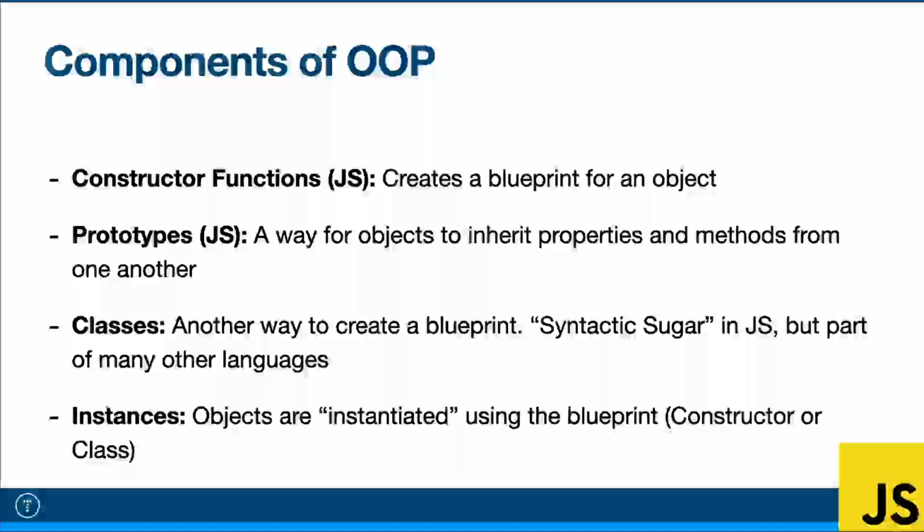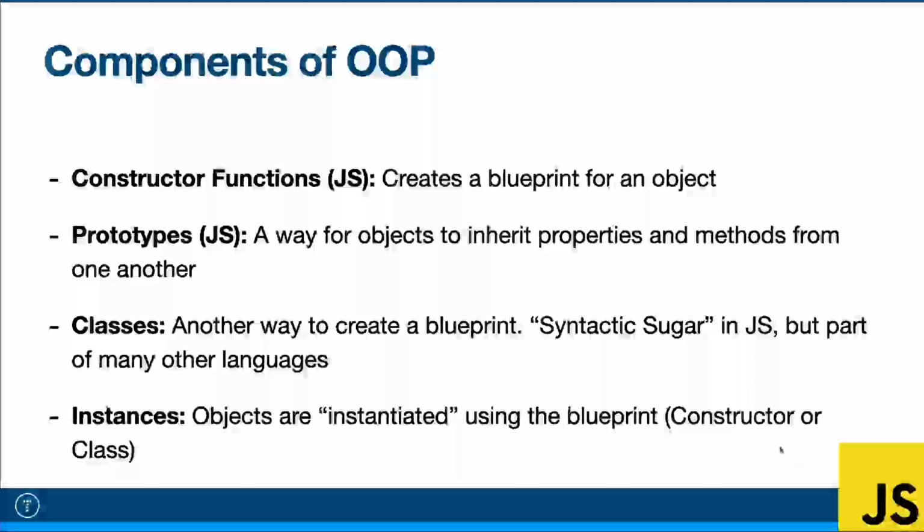So we also have instances. Basically, when we create a blueprint, whether it's from a constructor function or from a class, and then we create an object based off that blueprint, we're creating an instance of that object. And when we create a new object, it's called instantiated. We're instantiating a new object, and we do this using the new keyword, which we've actually seen before when using the date object, for instance.